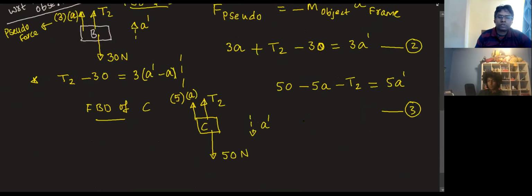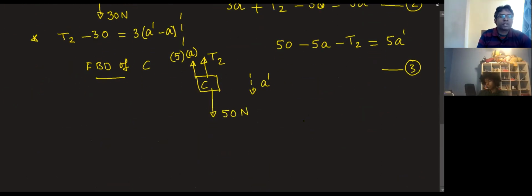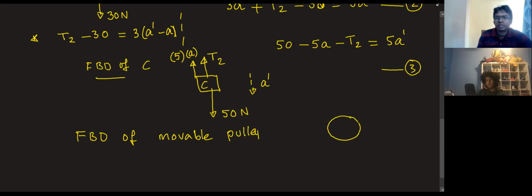Okay, so what we will do here is look at the free body diagram of the movable pulley. The forces acting upon the movable pulley include the gravitational force acting upon it. But what kind of pulleys are we dealing with?